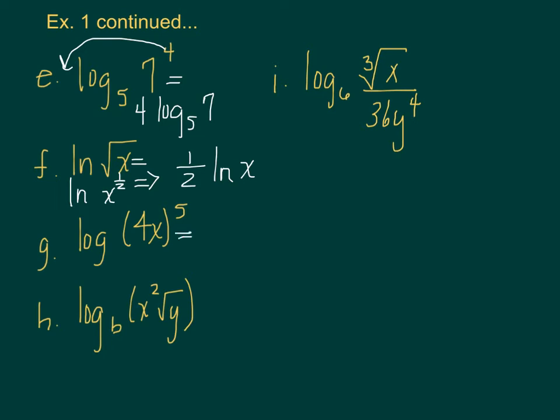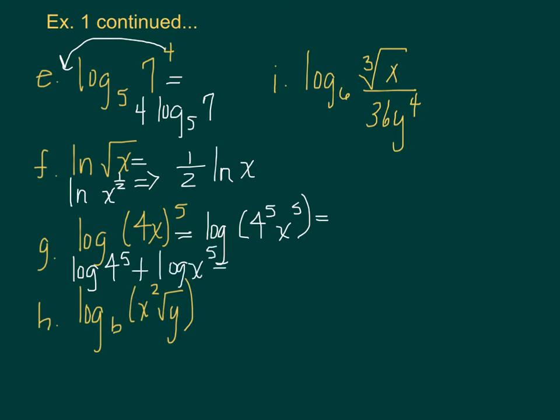For G, I'm going to rewrite this. The 4 gets the 5th power and the x. And then you're going to separate these 2 terms with addition. So you're going to be using the power property and the product property. So first I'm going to separate them with addition. Then I'm going to bring the power down front. And that's the simplified answer.